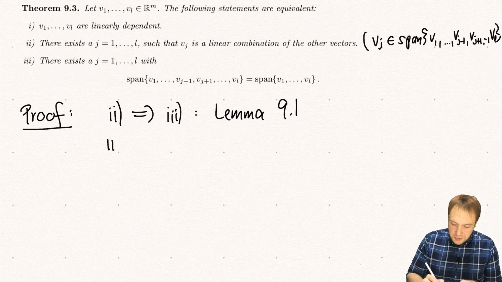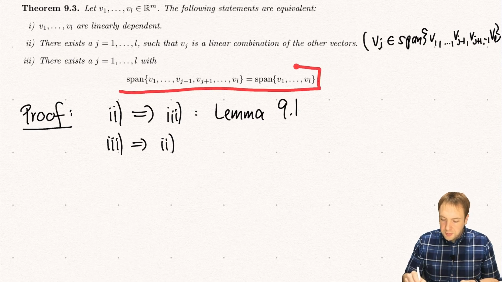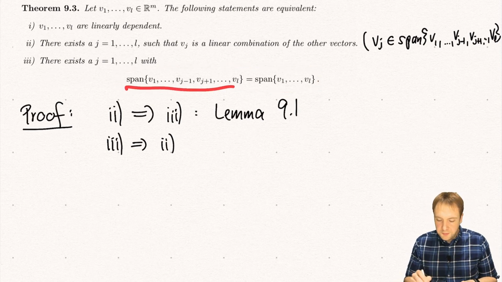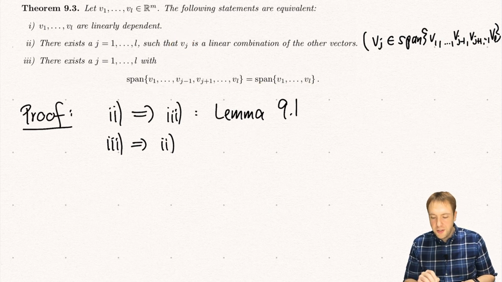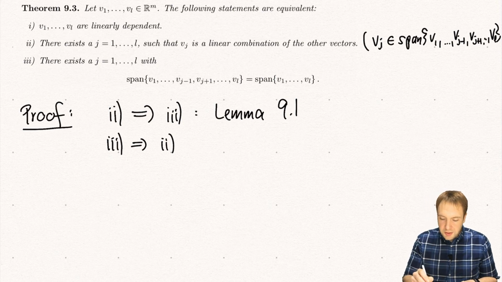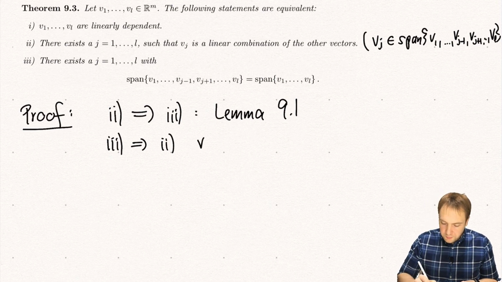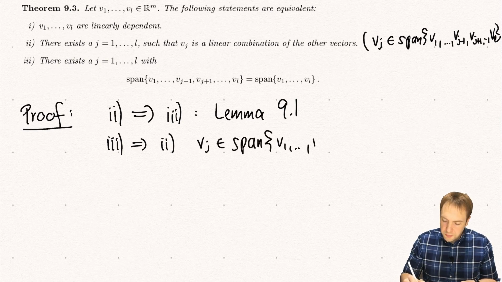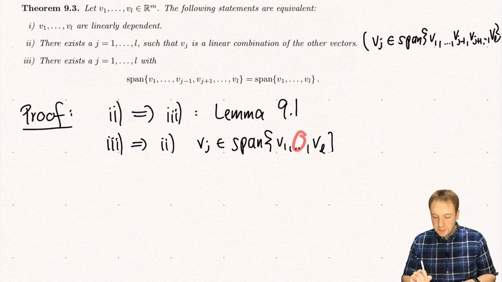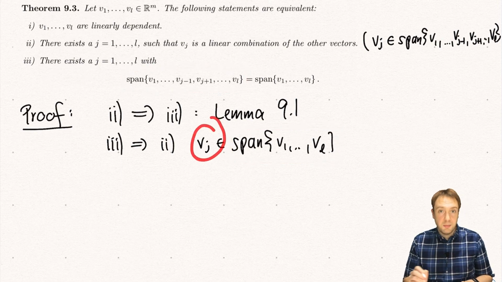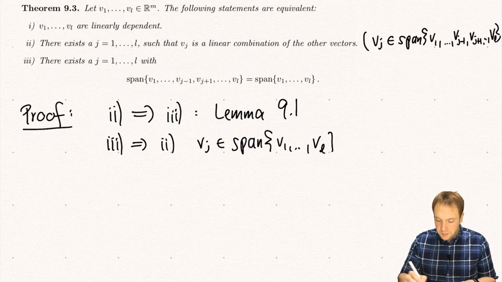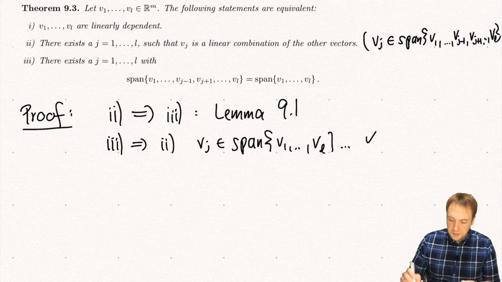And then the other direction, 3 to 2. If this span equals this span, why can I write Vj as a linear combination of the others? Well, Vj is of course in the span of all of them, because Vj is in here. But if this span equals this span, then of course Vj can be written as a linear combination of these. So this is clear.